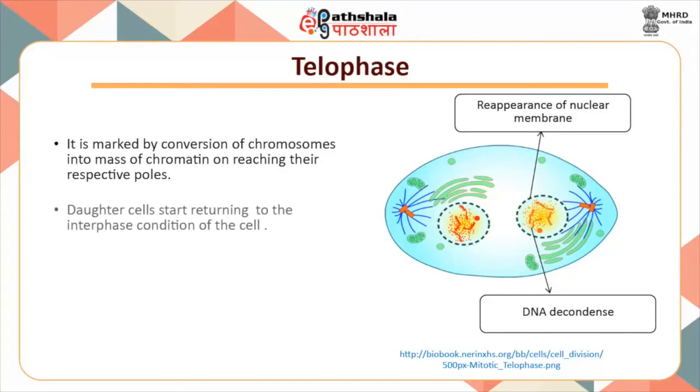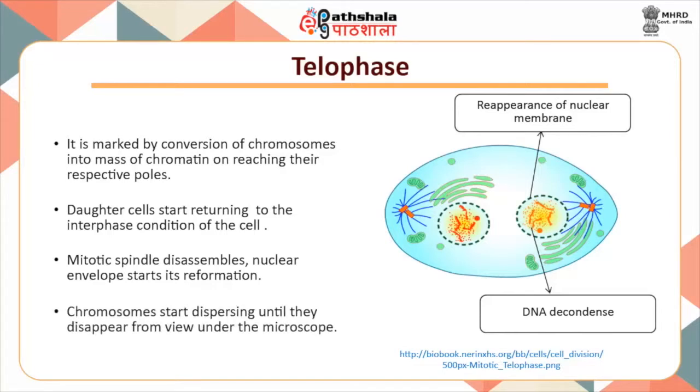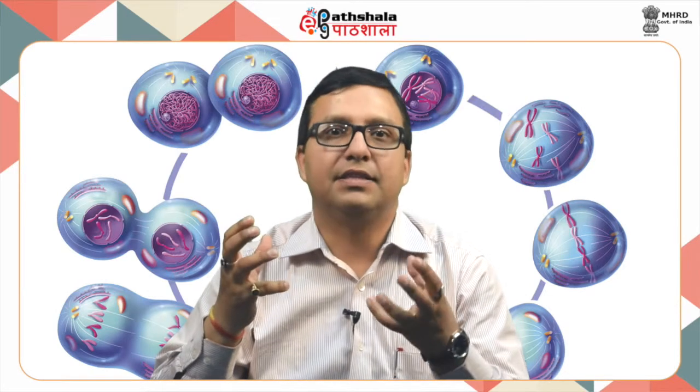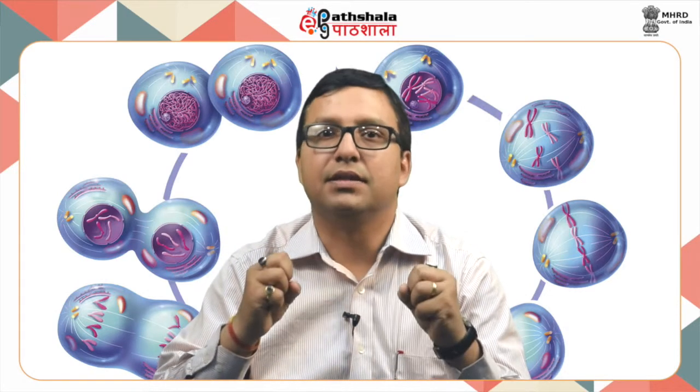During telophase, daughter cells return to the interphase conditions. This means the mitotic spindle disassembles, the nuclear envelope reforms, and the chromosomes become more and more dispersed until they disappear from view under the microscope. The actual partitioning of the cytoplasm into two daughter cells occurs by a process to be discussed shortly. Karyokinesis, or nuclear division, is followed by cytokinesis, which is the division of the cytoplasm.